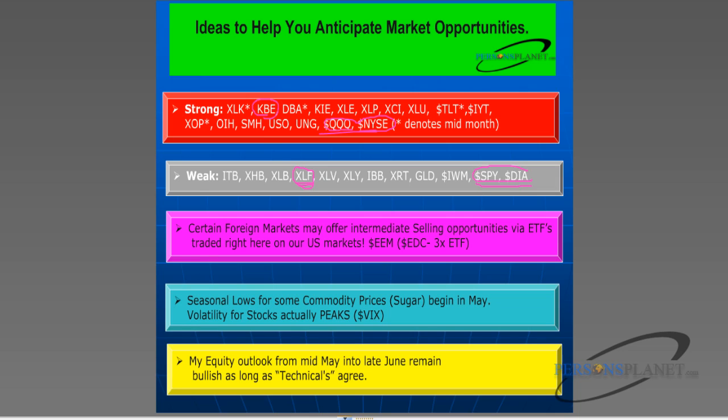I think we also have a couple of things that we would like to share with you. For example, certain foreign markets may offer some intermediate selling opportunities. One is the EEM, the emerging markets. There's actually a nice little ETF you may want to look at. It's called the EDC, a 3-times ETF on emerging markets. So for you stock traders out there, we are recording this, so you will have a chance to look at some of these and review this if you'd like.